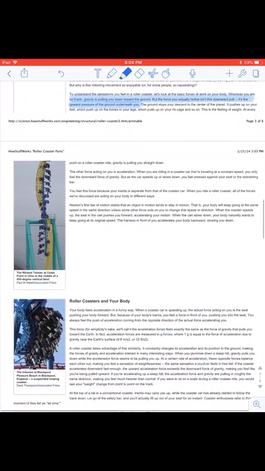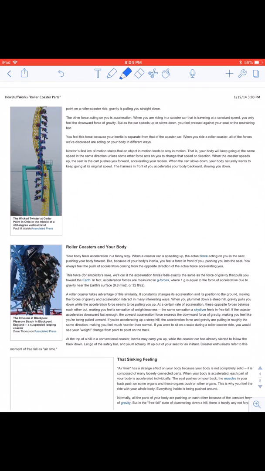At every point on a roller coaster ride, gravity is pulling you straight down. The other force acting on you is acceleration. I'm going to stop right there. We're just talking about another force, the force of acceleration. I think that's the first time we've talked about that word in this article, so I'm going to underline that as well in red.